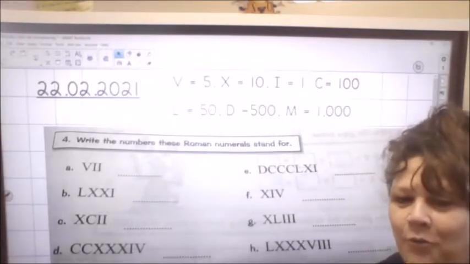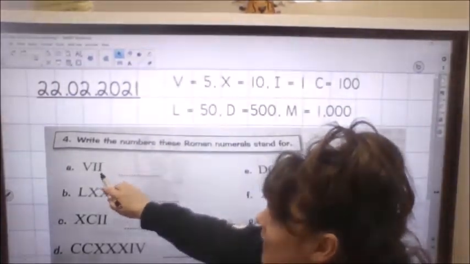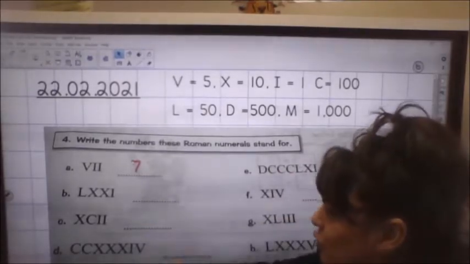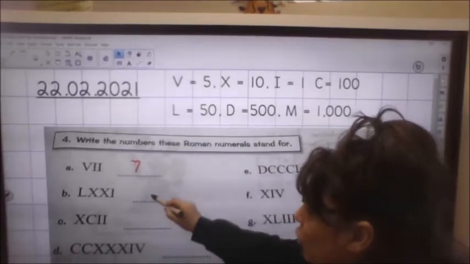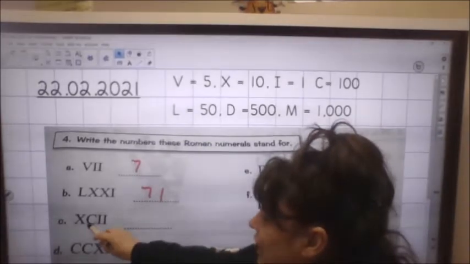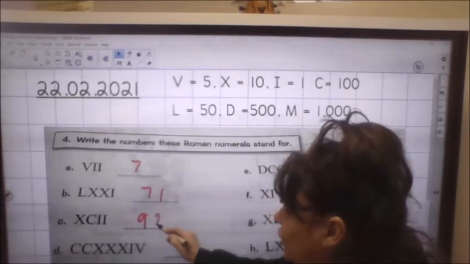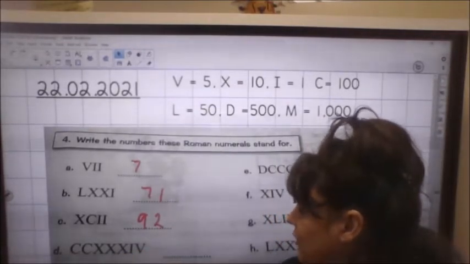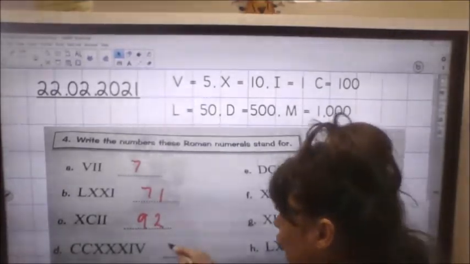Okay, Year 6, how well did you do? Let's see. So 5 add 1 add 1 is 7. Then the next one, we've got L is 50 plus 10 plus 10 plus 1, so that's 71. Here we've got 100 take away 10, which is 90, plus 2, 92. Then we've got 100, add 100, add 10, 20, 30, and then we've got the I in front of the V, so that's 4.